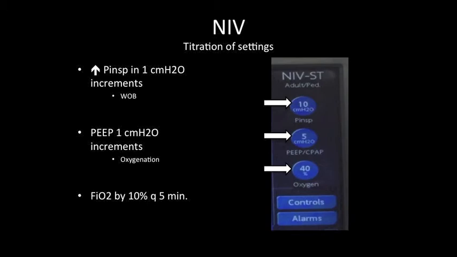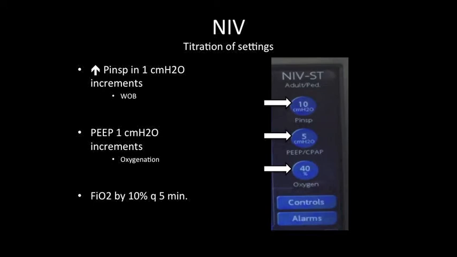Inspiratory pressure, PEEP, and FiO2 will be the 3 most common settings titrated in non-invasive ventilation. There also may be times where you will adjust the flow trigger, but that will be discussed more in depth in upcoming ventilator courses. Inspiratory pressure may be titrated up in 1 centimeter of water pressure increments until the patient's respiratory effort is reduced. Note that pressures more than 15 centimeters of water pressure will rarely be tolerated.